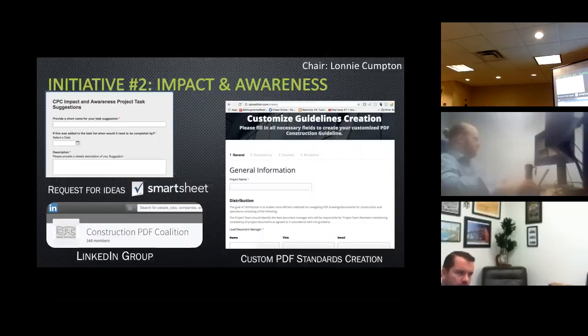Initiative number 2, impact and awareness. This is a grassroots coalition that's trying to gain a voice and be a voice for the industry of what's working, what's not working, where we should focus. We want to listen way more than we talk, which is funny because I do talk a lot. And so we've got some great ways to do it online through Smartsheet. There's an app.